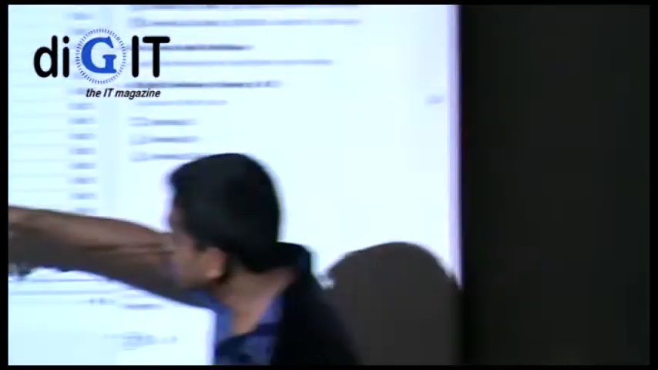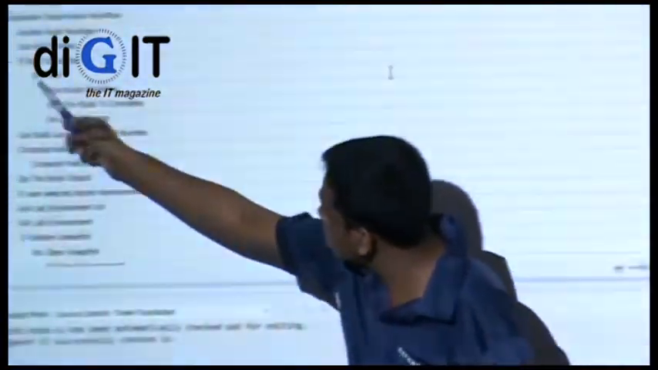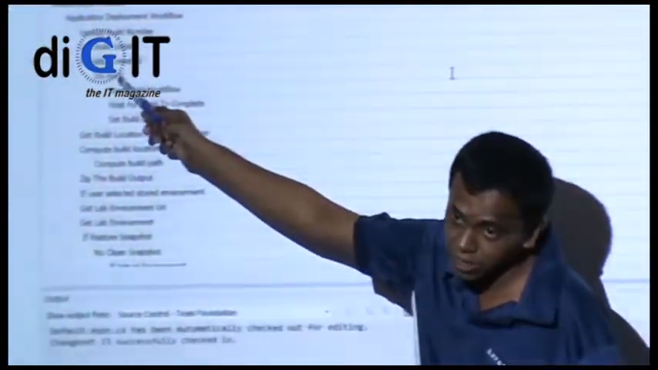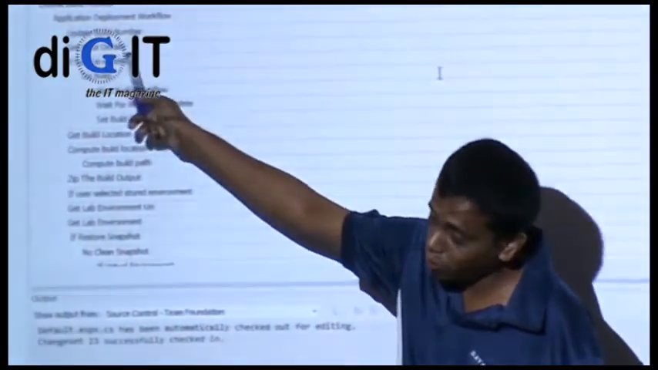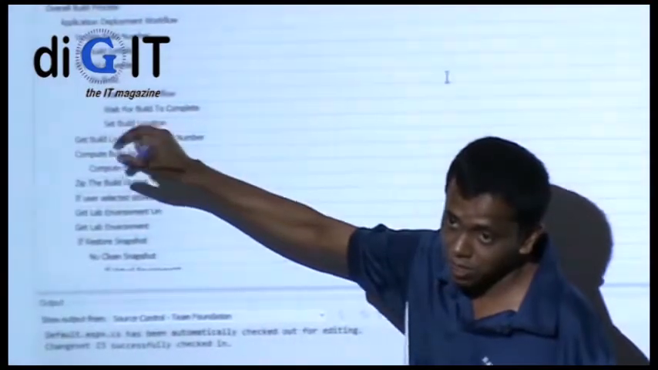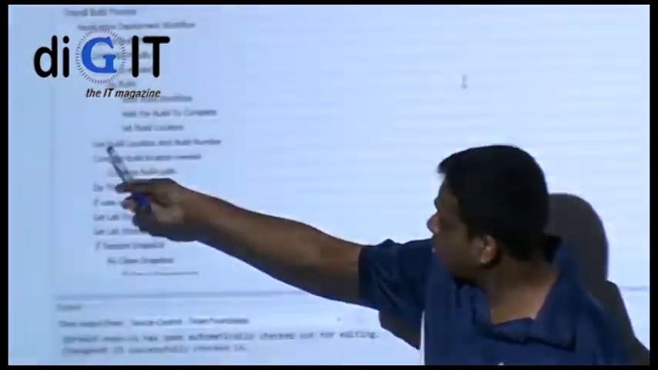So that is why here it queues the build. If the build is necessary, do the build. This can also use an already built copy or queue a build. These two options are available. I will show you in another way how to take it. Then once you do the build, get the build location and build number.